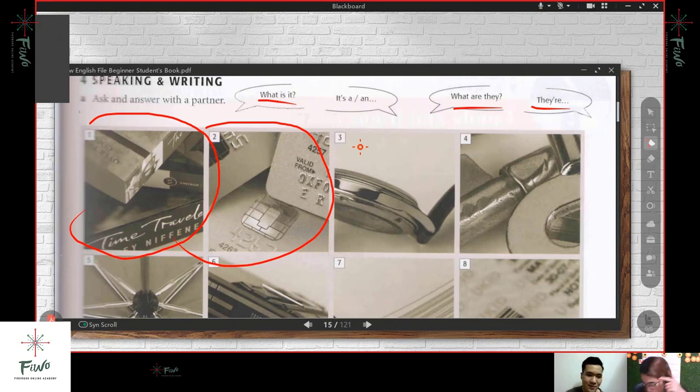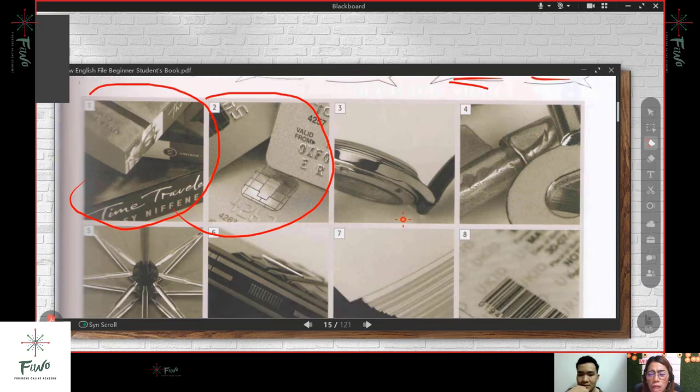I want you to think. What is this? It is. What is it? It's a clock. It's a watch. So it's a watch. Good. How about next? Picture number four. What are they? I think they are keys.